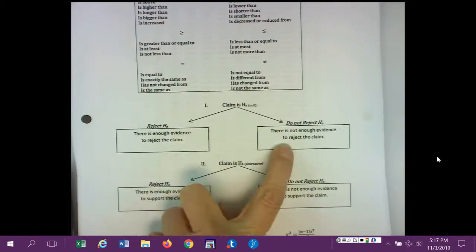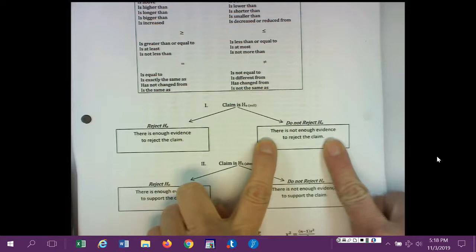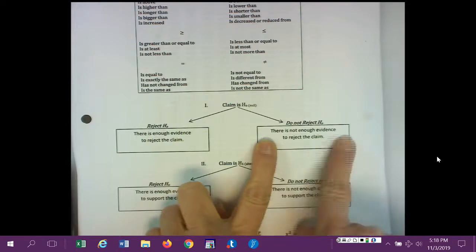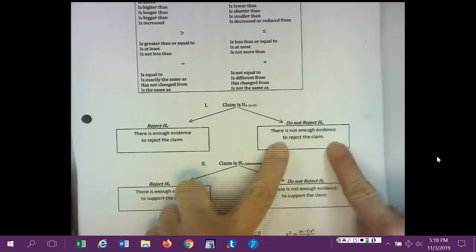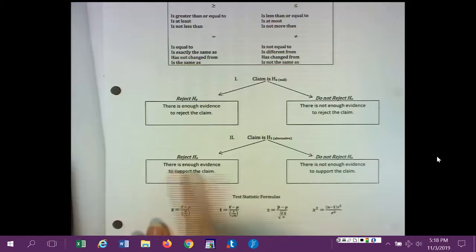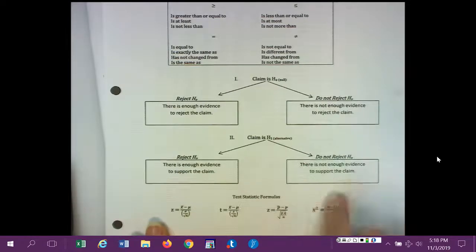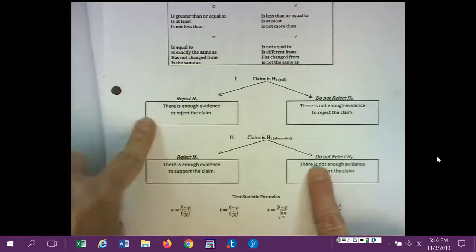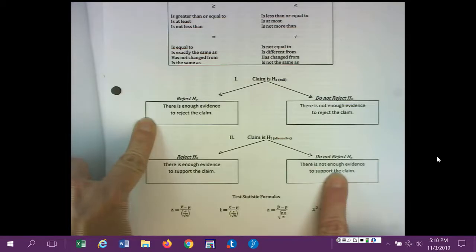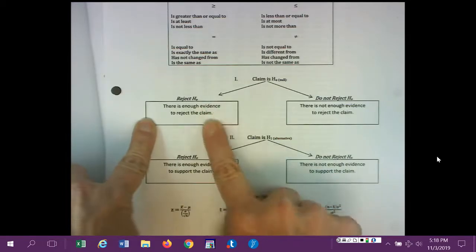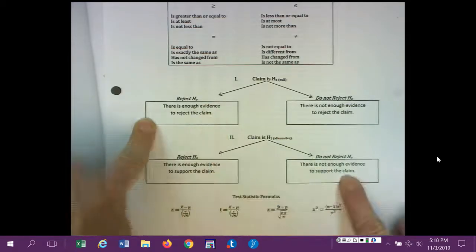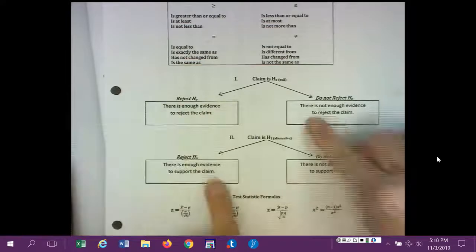So I like my claim, just me personally, there is not enough evidence to reject it, or there is enough evidence to support it. These are the two good ones for me, and these are the sad ones for me. There's not enough evidence to support my claim, what I'm testing. There is enough evidence to reject my claim, what I'm testing. So sad faces here, happy faces here.